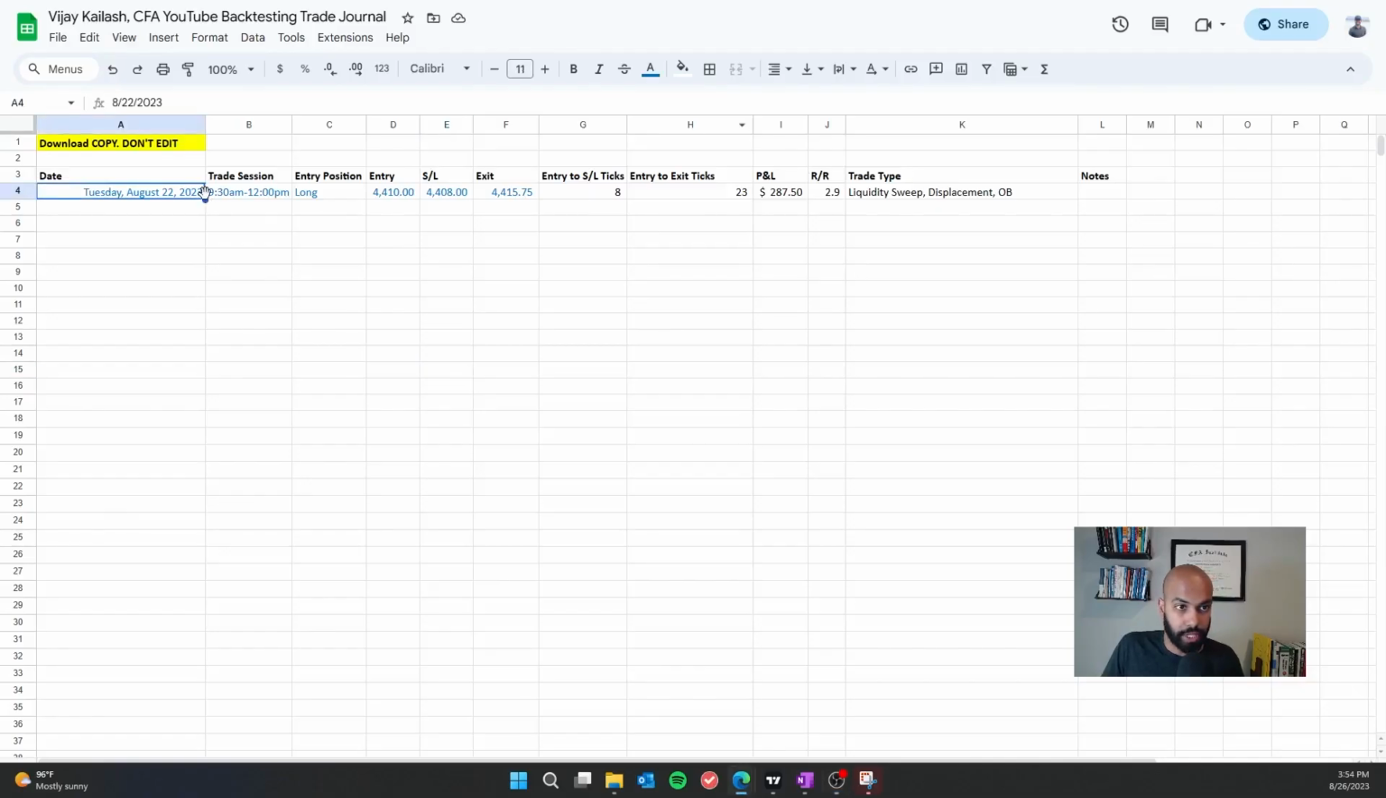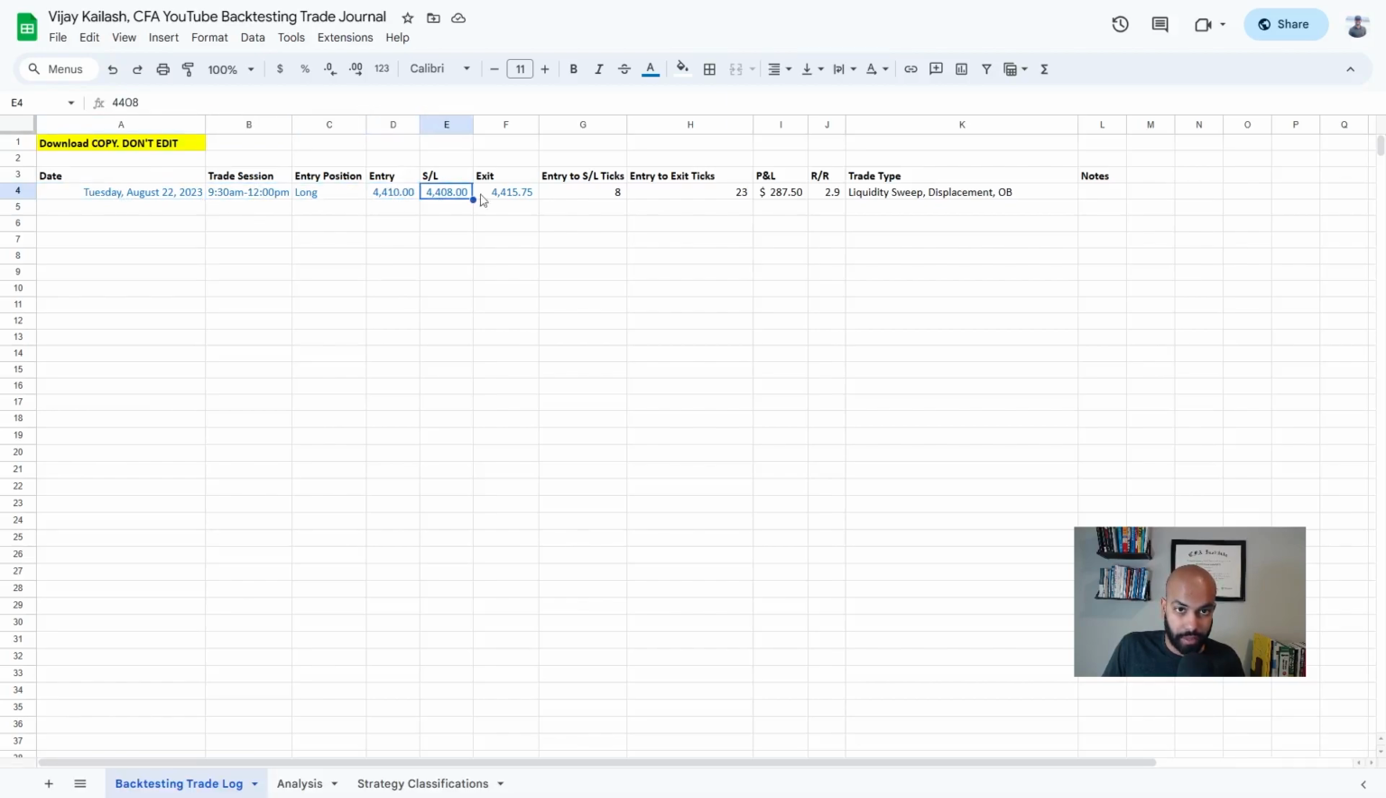And then this is when we'd come into the spreadsheet. So we type in the date, the trade session, what position we're in, where we entered, our stop loss, exit. This will auto fill in. Entry to exit ticks will also fill in automatically. And then right here is probably the only thing you have to change. There's a 12.5.